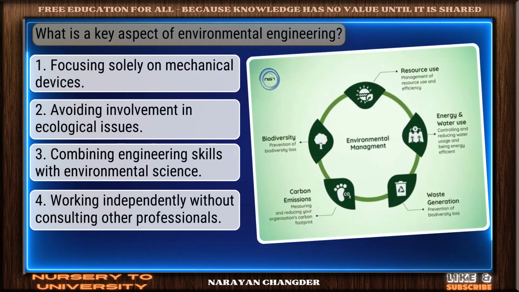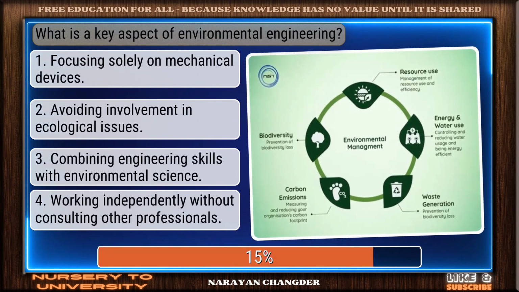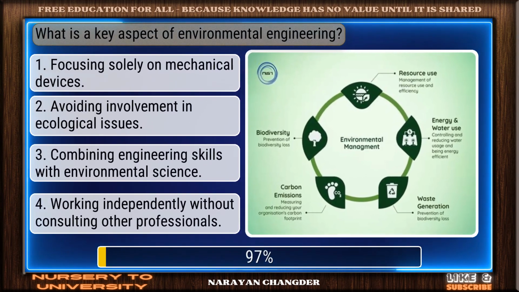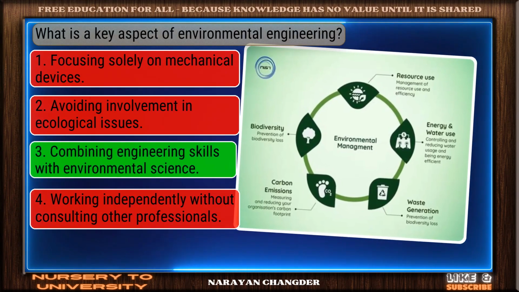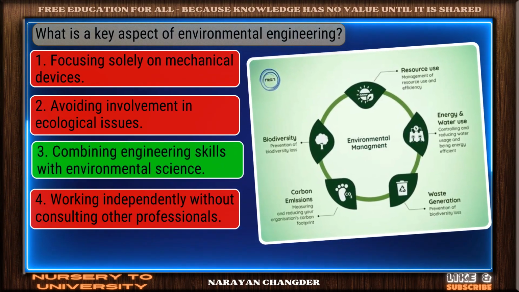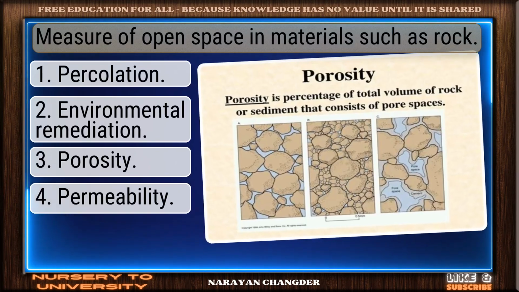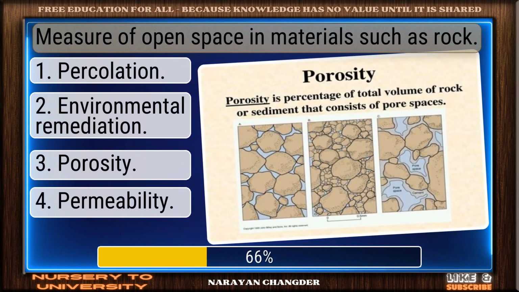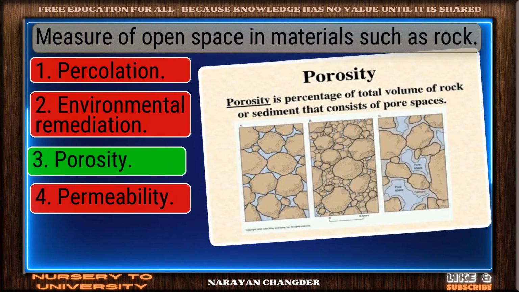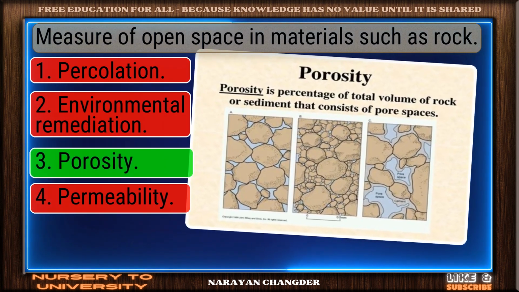What is a key aspect of environmental engineering? Excellent choice. Combining engineering skills with environmental science is the right answer. Measure of open space in materials such as rock. You chose porosity, and it is correct.